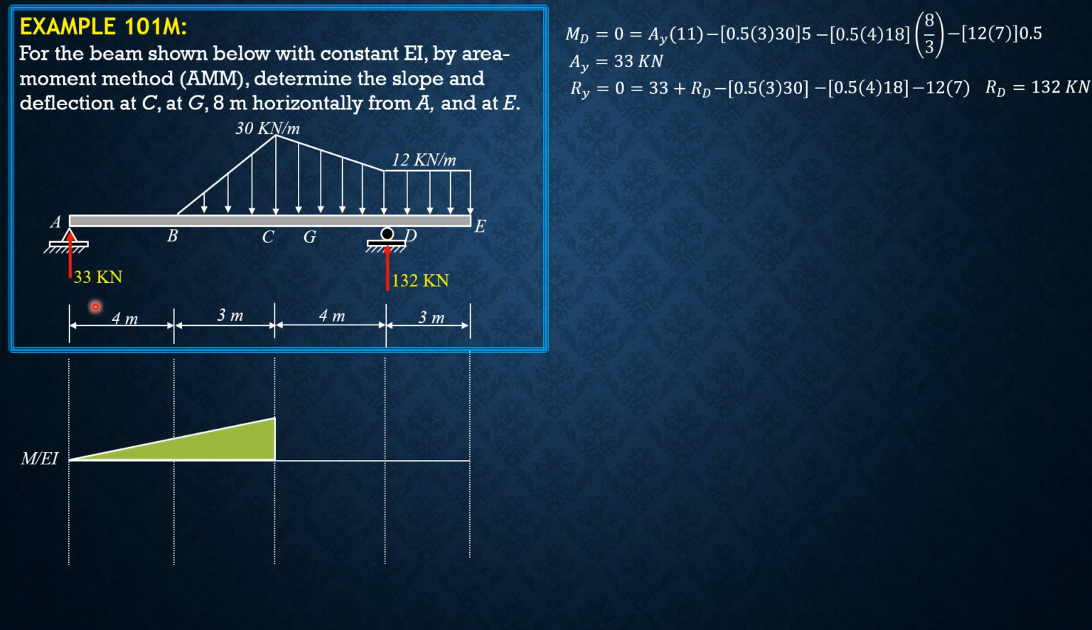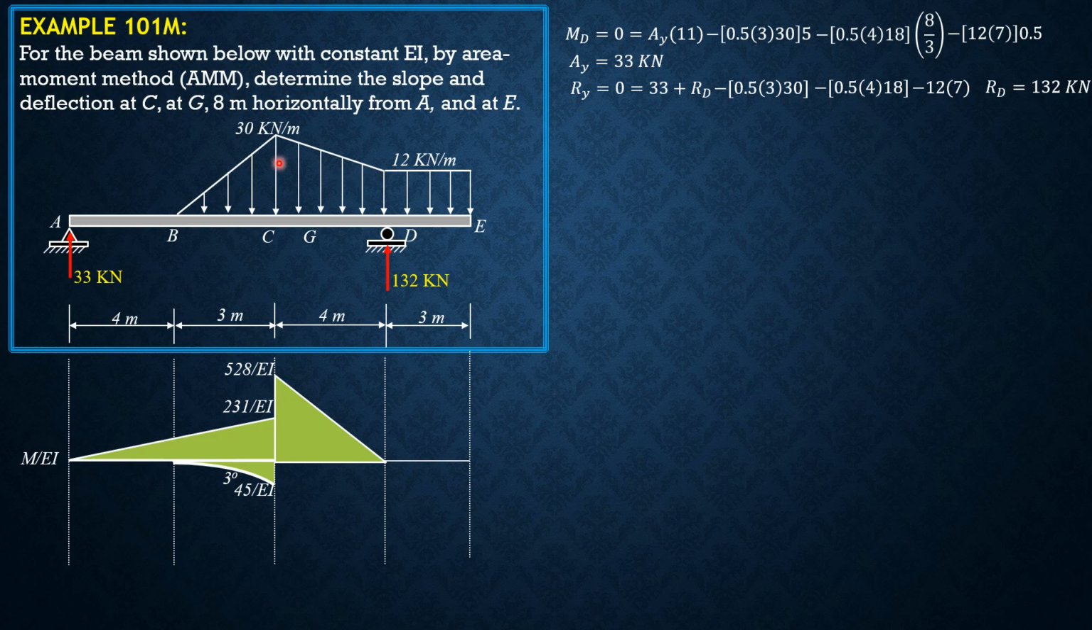So first we have 33 times 7. That's 231 over EI. Moment due to this triangular loading is 0.5 times 3 times 30 times 1. For 132 kilonewtons, 132 times 4 is 528 over EI. Then for this triangular loading, third degree, 1 plus 2. So 0.5 or 1/2 of 3 times 30 times 1. Third degree, that's 45 over EI.